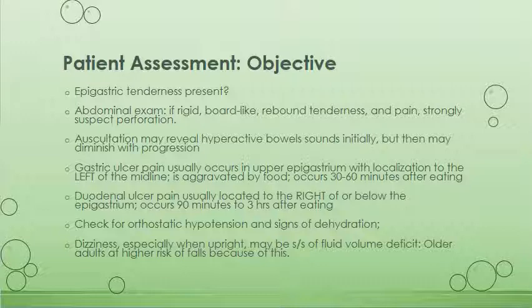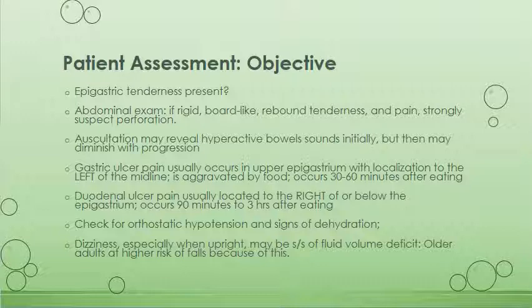Auscultation may reveal hyperactive bowel sounds initially, but then they may diminish with progression of the disease. Gastric ulcer pain usually occurs in the upper epigastrium with localization to the left of the midline. So find that on your body right now. Put an upper gastric and to the left. That's where you're going to have more of your gastric ulcer pain. It's aggravated by food. It occurs about 30 to 60 minutes after eating. That's the one that's food related.